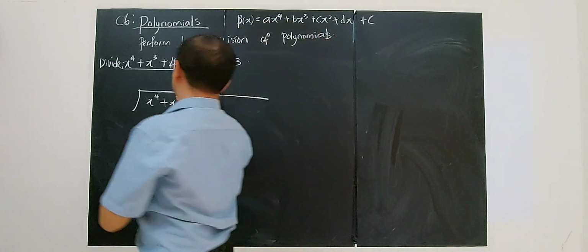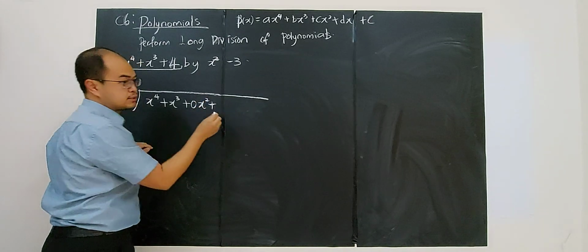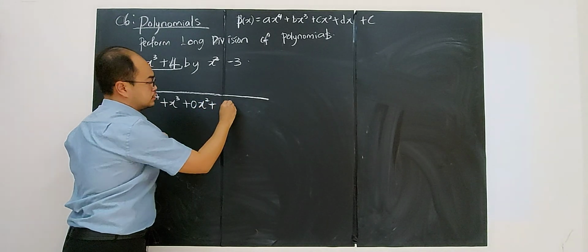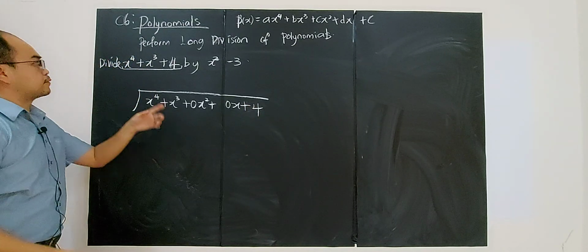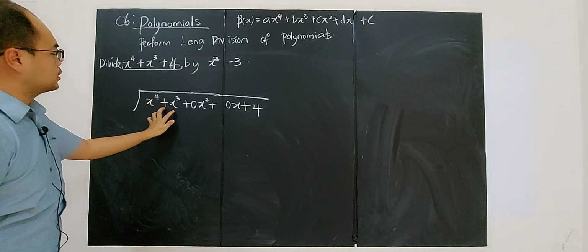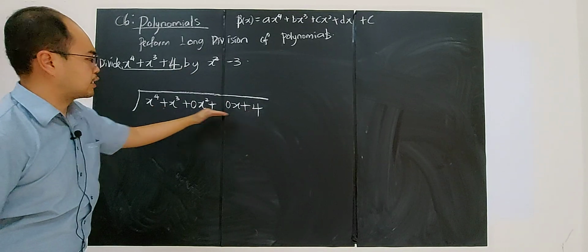So I'm going to add a 0x squared here, and 0x, to assist in my division. So 0x plus 4, right? It's the same thing. So x power 4, x power 3, I just add the 0x squared, 0x plus 4 to make it nicer.